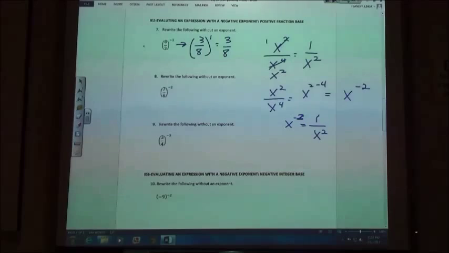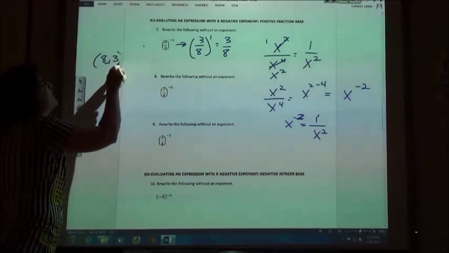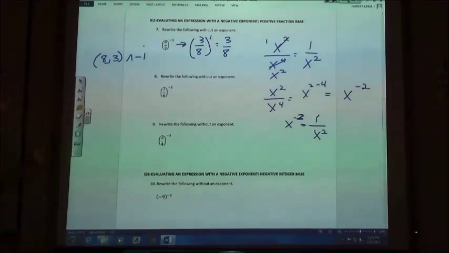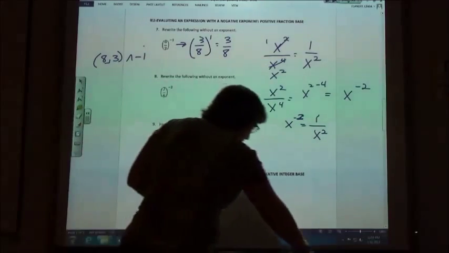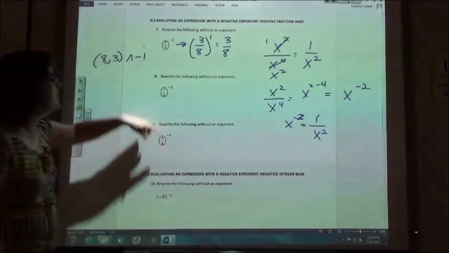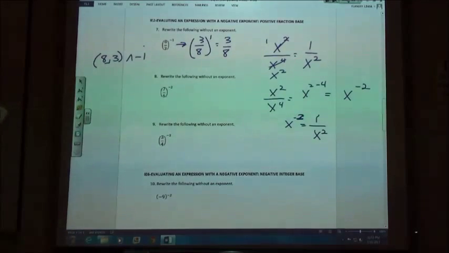Since this one's to the first power, it's just going to be 3/8. Now again, we could check that with our calculator because our calculator knows all this math. If I do 8/3 caret negative 1, what does your calculator give you? 3/8. So, if I have a negative exponent, the first thing I'm going to do is do the reciprocal of the base to make that exponent positive.